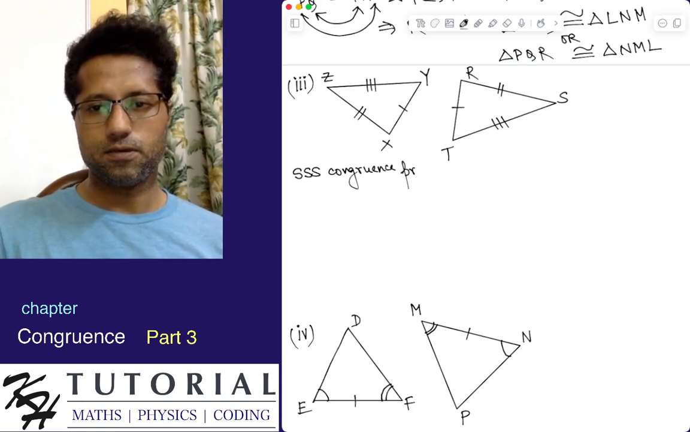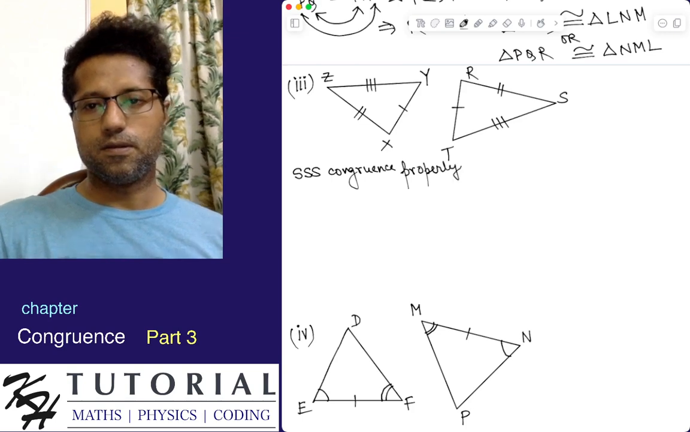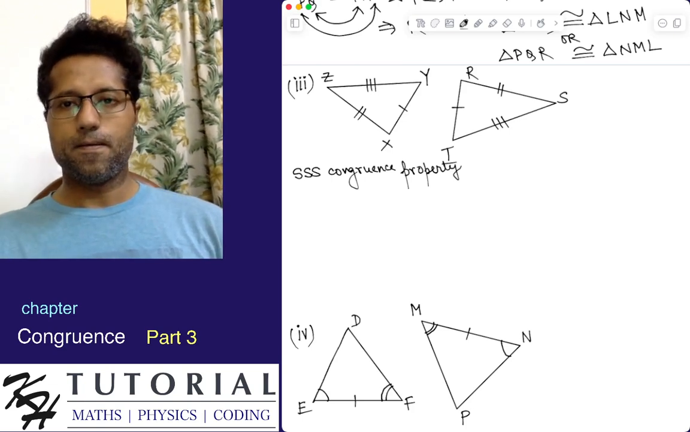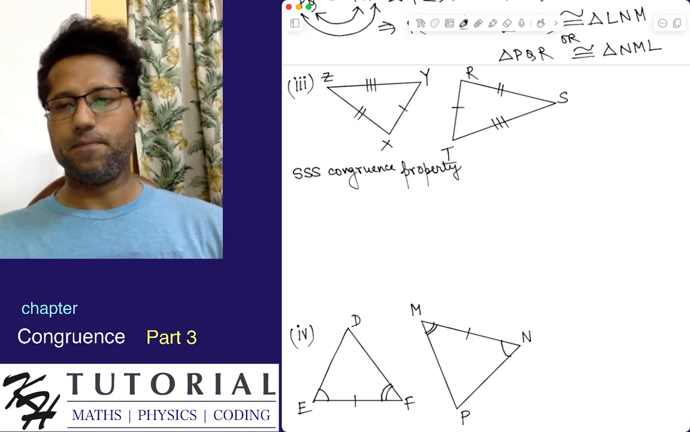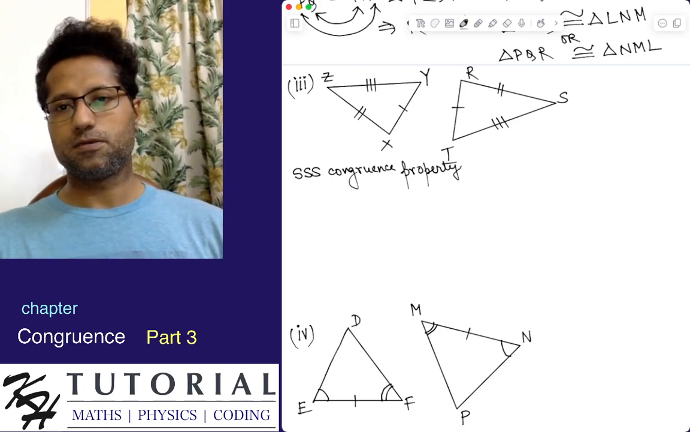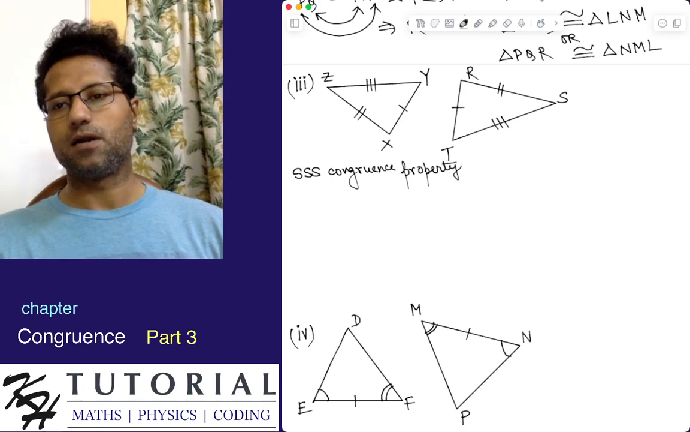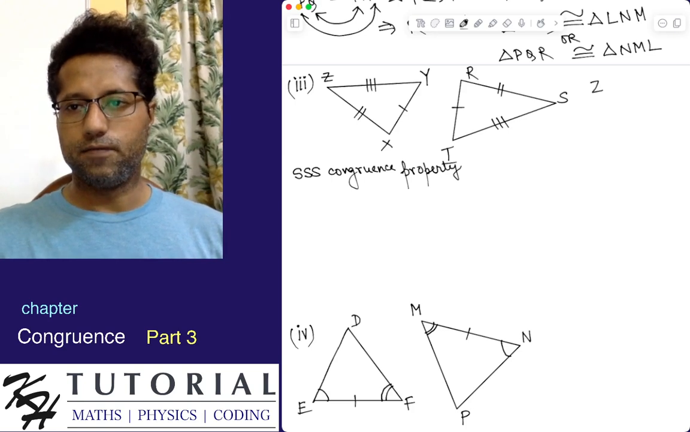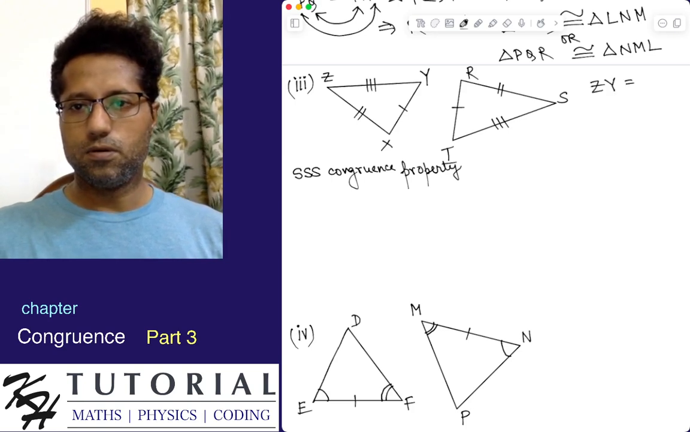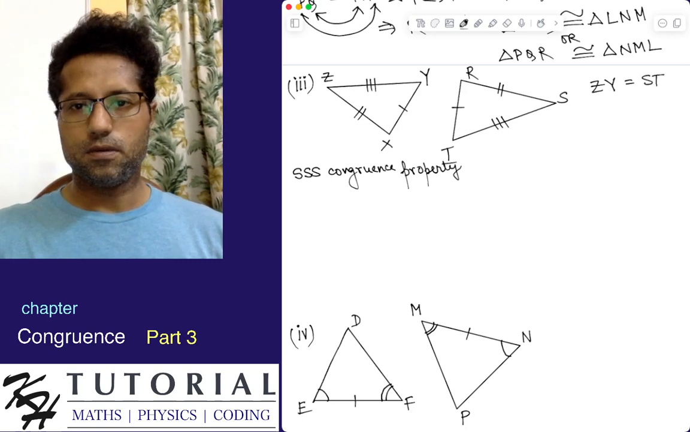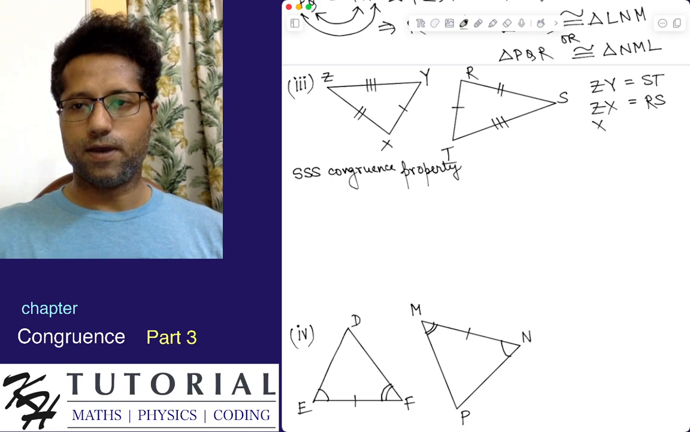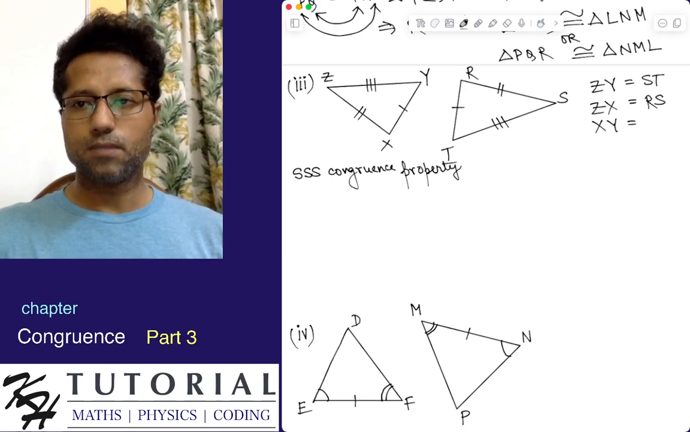property, since we can see that in the three matching pairs, in all the pairs the matching parts are sides. So what do we have? We have ZY equal to ST, we have ZX equal to RS, and we have XY equal to RT.